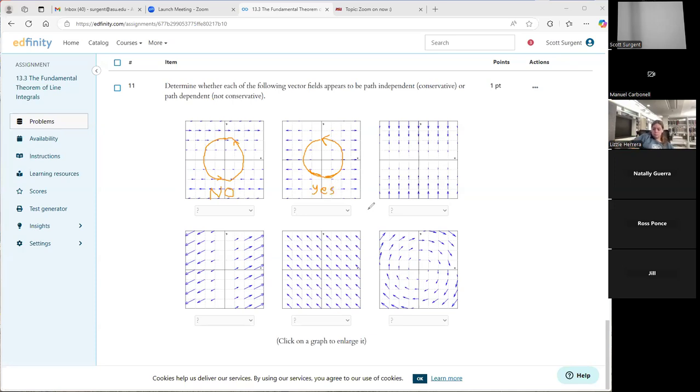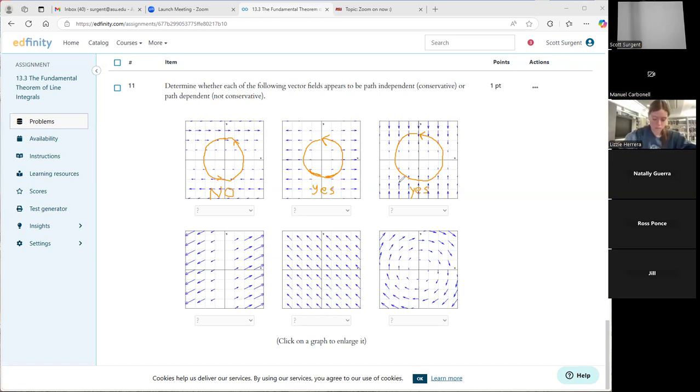And again, we can only make educated guesses here. Let's try this one, and I'll draw another circle. I think this one has the same sort of feature. There's symmetry, and it seems like they're going to cancel each other out. I'll bet this one's also a yes. I may be wrong, but it seems right.